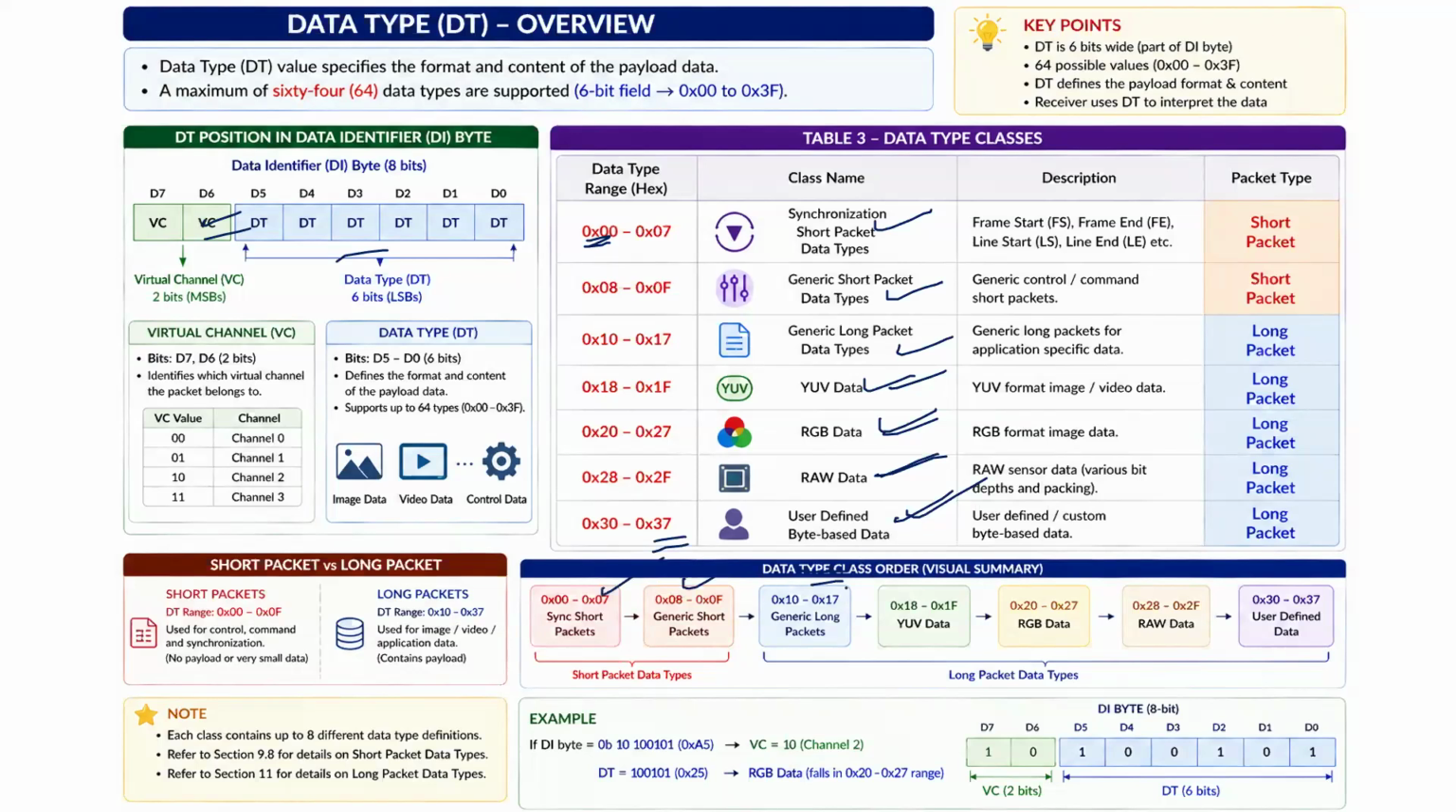Same thing: 0, 1, 2, 3, raw data, all these things. So these are the data types we are using in the virtual channels. YUV data, all these things we are transferring.